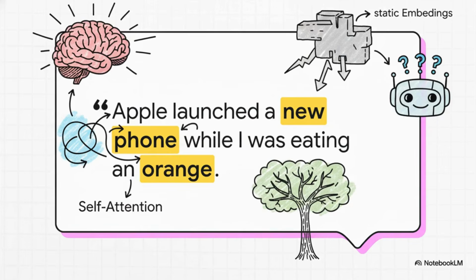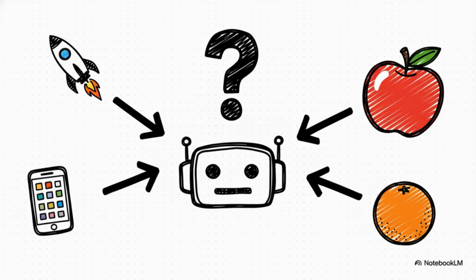Okay, let's look at a sentence that perfectly highlights this problem. Apple launched a new phone while I was eating an orange. For you and me, this is easy. We get it instantly. But for an AI using these static embeddings, this sentence is a total minefield. Okay, look at the word apple. It can be a company or it can be a fruit. Now, think about all the text out there. The word apple as a fruit probably shows up way more often, so that static, averaged-out embedding is going to lean heavily towards fruit. Even with clues like launched and phone sitting right next to it, the AI is probably still thinking about the kind you eat.